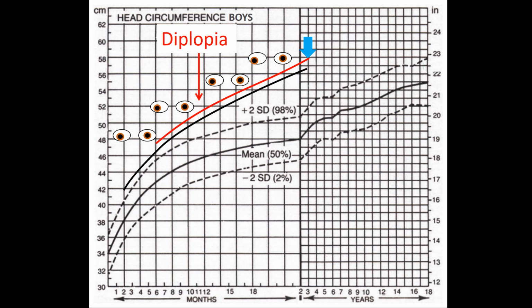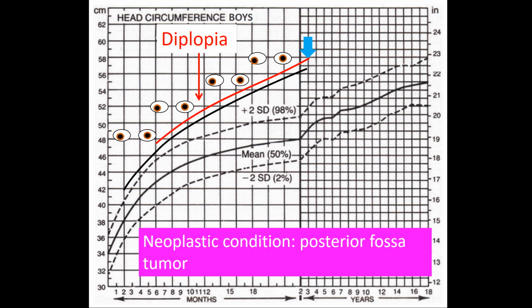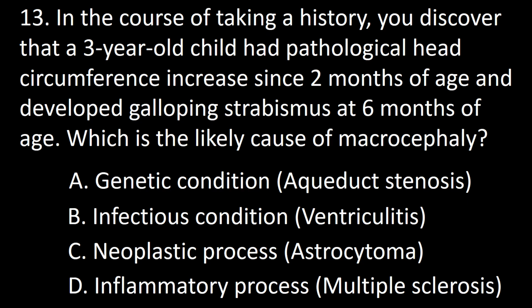The course of this illness presented in this question can be charted as such. This allows us to conclude that since diplopia appeared at 6 months and macrocephaly at 2 months, the onset of illness is 4 months, thus suggesting a neoplastic process and not a genetic condition such as aqueductal stenosis, despite the course of the macrocephaly. So the answer to this question is C.